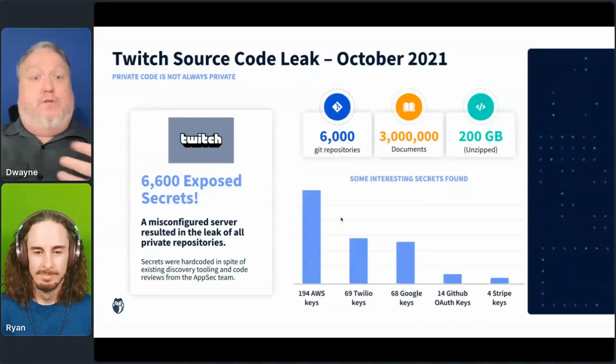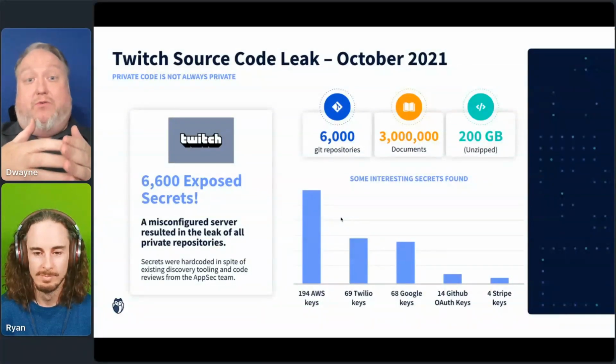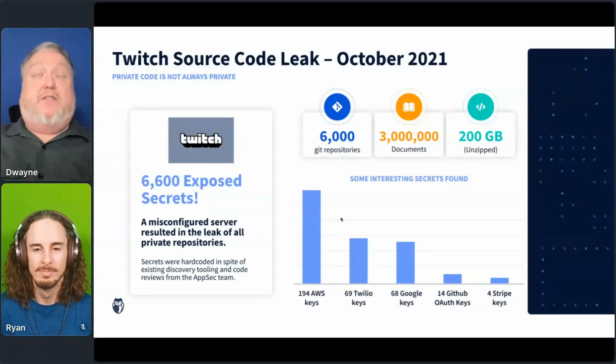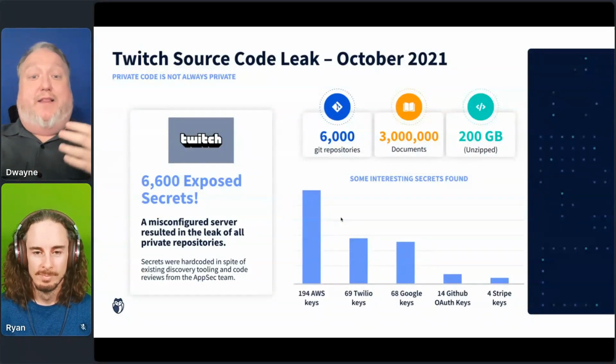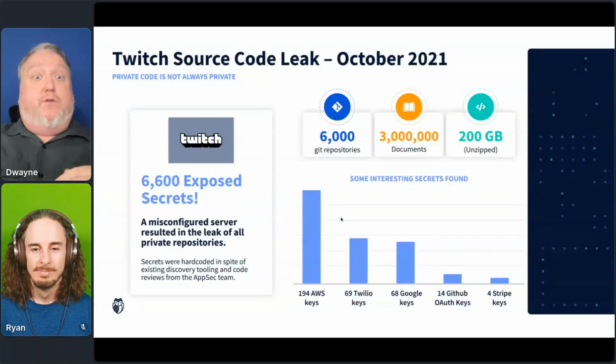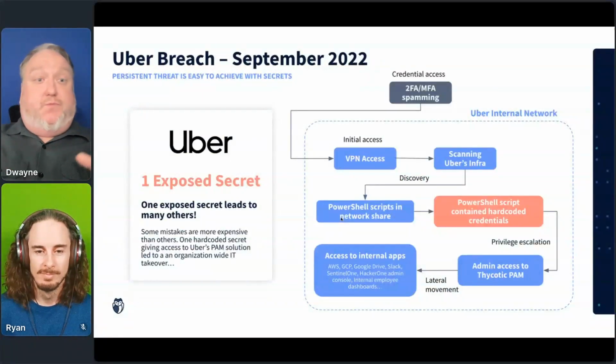Twitch misconfigured one server and one instance that let a bad actor in that was able to then, from that attack vector, get to over 6,000 repositories. Along the way, they discovered over 6,600 secrets that let them get into all manner of devices and systems. So really a pwning of Twitch based on them not managing secrets correctly.